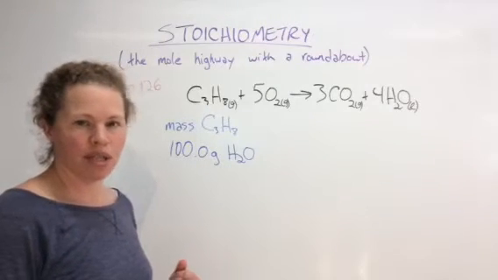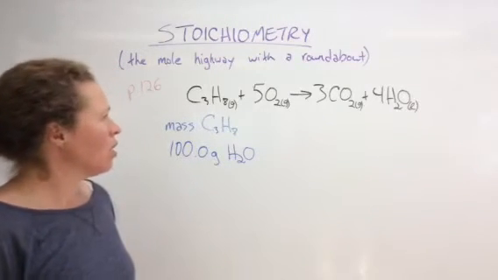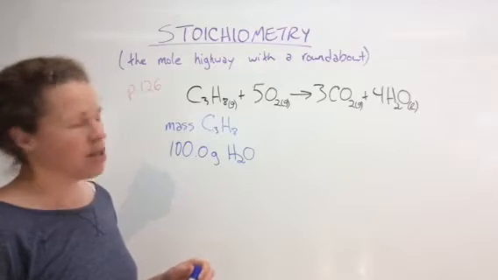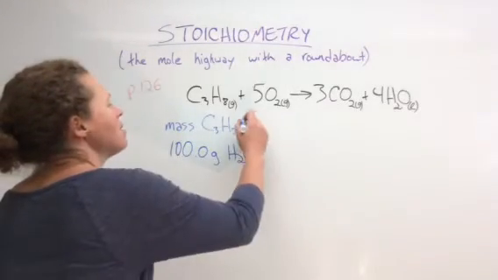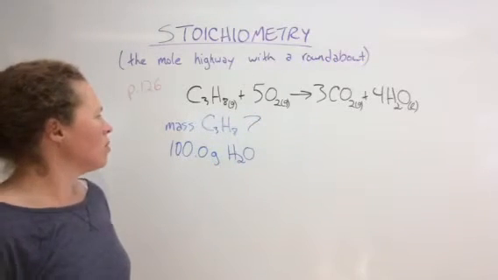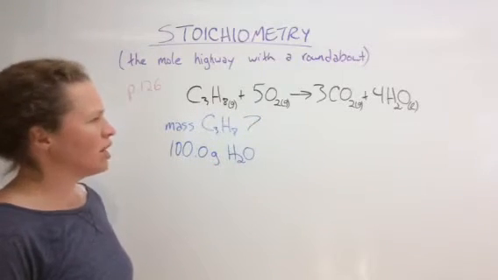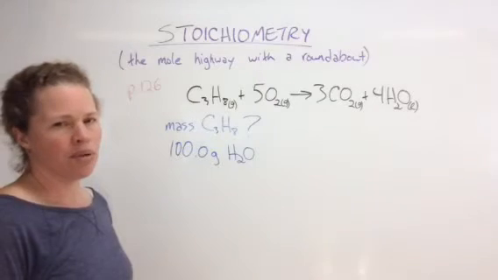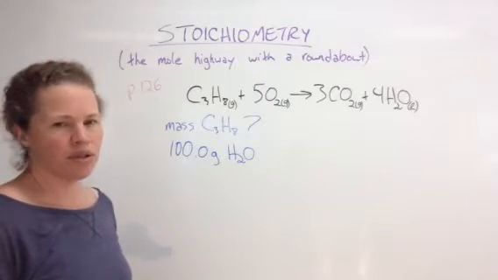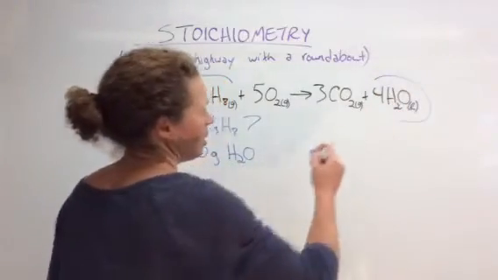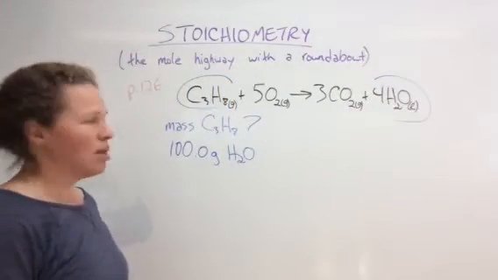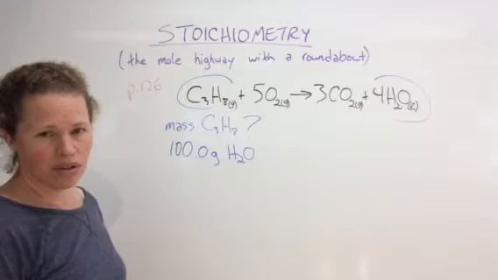So page 126 starts out with the same reaction, I guess, but they're asking for different stuff. They're asking what mass of propane would be required to make 100 grams of water. So now we just look and ask, which pieces are we interested in? We're interested in the propane and the water. We're not interested in the other stuff, so we can just ignore it.